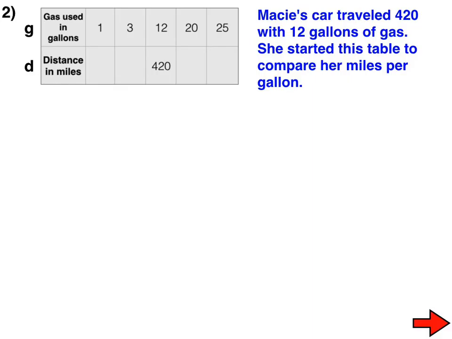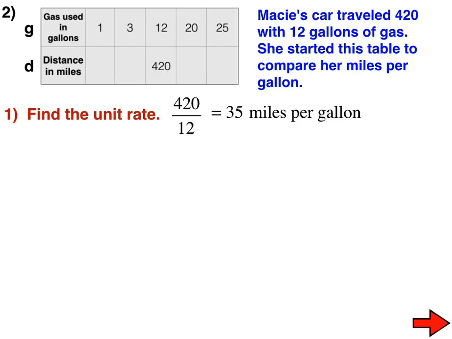Macy's car traveled 420 miles with 12 gallons of gas. So this is already in my table, right here. I'm going to use this given rate to find the unit rate. So you're just dividing, right? Divide to find unit rate. So 420 divided by 12. What is it, Scott? 35. 35 what? 35 miles. Good, 35 miles per gallon.